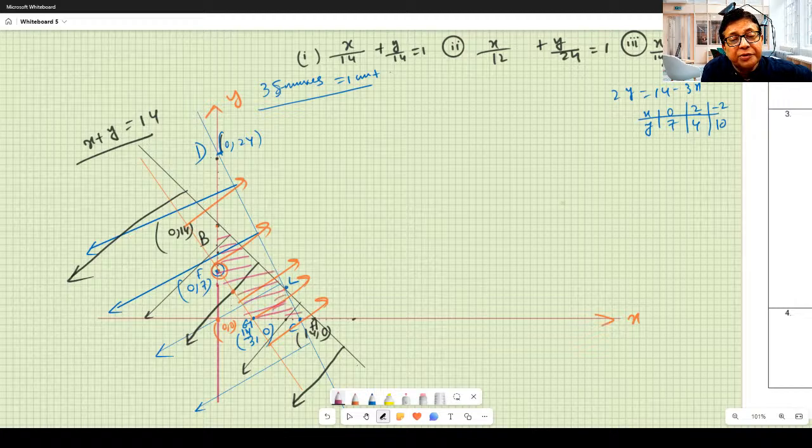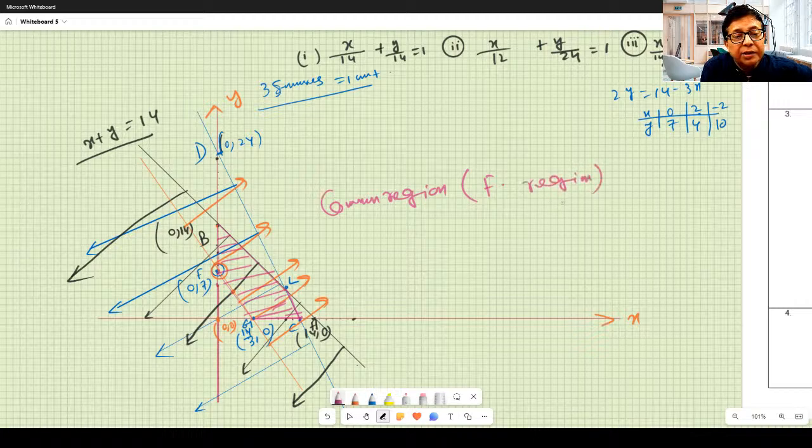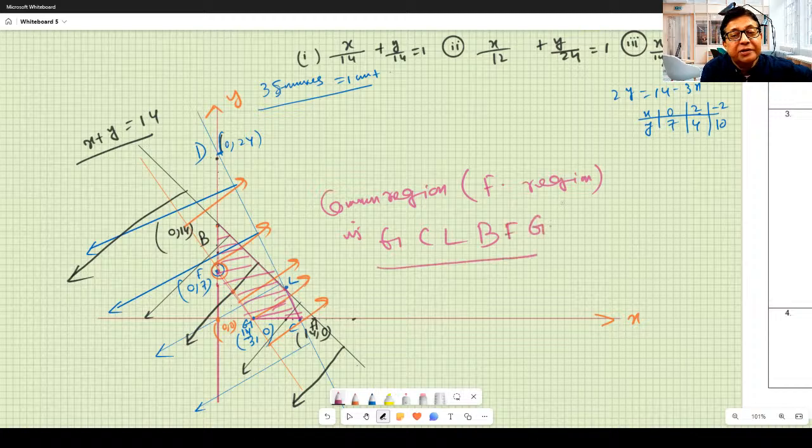I am writing which one is the common region. So this portion for common region. Understand? This one for common region. Okay? So common region, better to say feasible region, is what? It is G, C, L, B, F, G. Just to maximize.